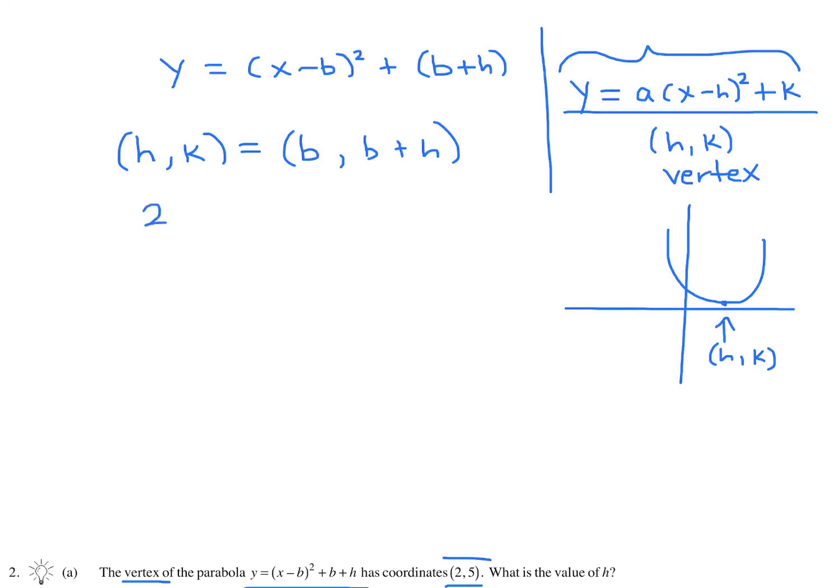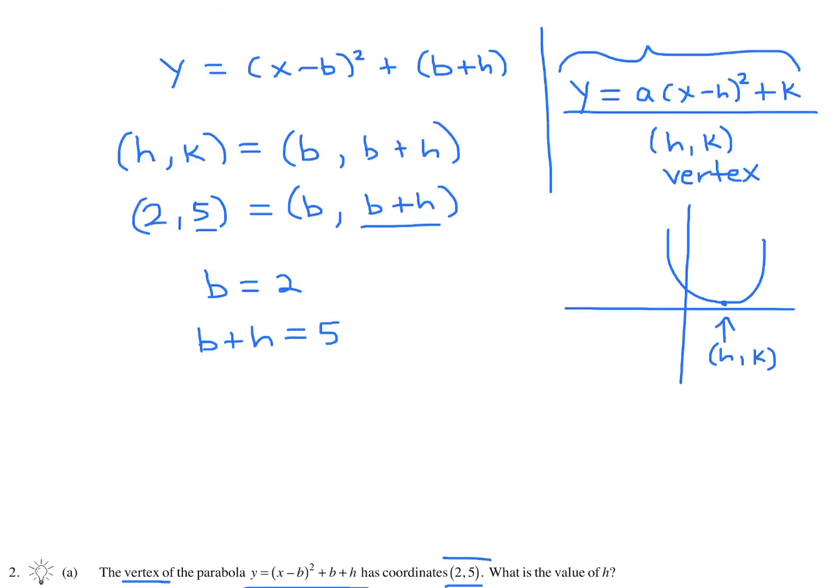So 2, 5 is h, k. So that's b and b plus h. Well, that means b is equal to 2, and then 5 is equal to b plus h. So b plus h is equal to 5. So if b is 2, substitute that in there, and we get 2 plus h is equal to 5, and therefore h is equal to 3. And that is what they want us to figure out: what is the value of h?